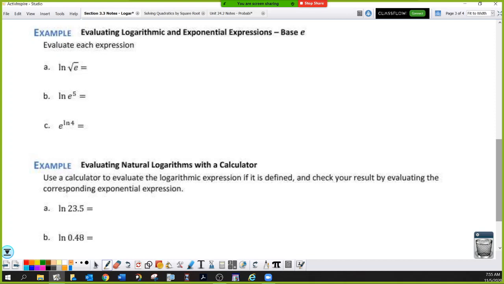No writing log e. If you would rather write log base e, you absolutely can. But you need to understand that it is ln because that's the button that's on the calculator. But as long as you understand that, fine, go for it. Absolutely.